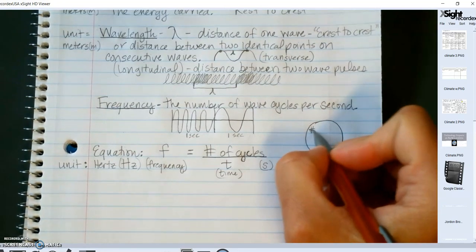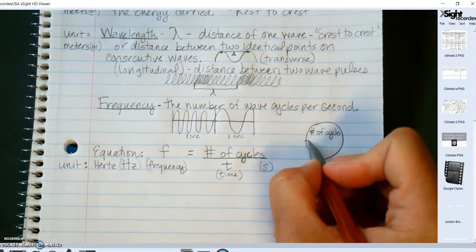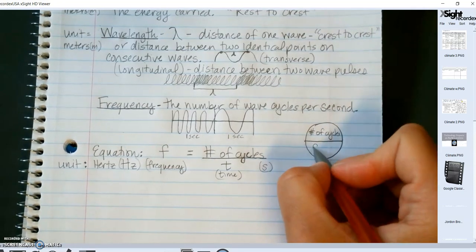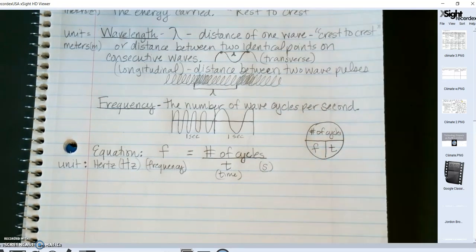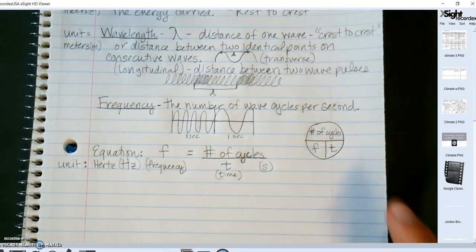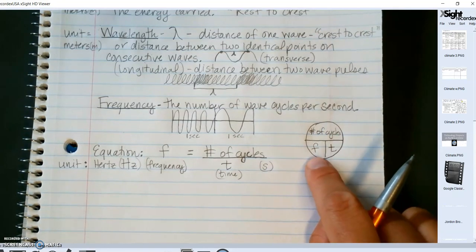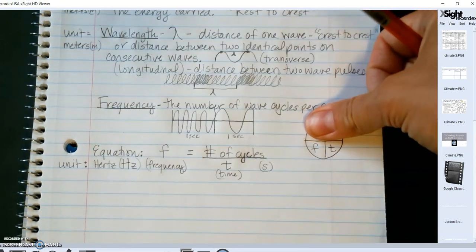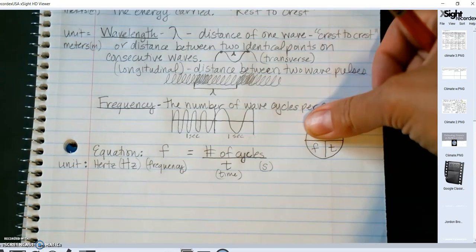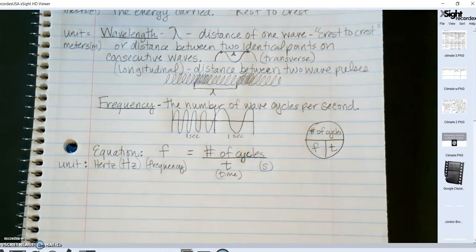So number of cycles is on top. Frequency and time are on bottom. So if I was going to look for the time, I'd cover it up and I'd do the number of cycles divided by the frequency. If I was going to look for the number of cycles, I'd cover it up and I'd do frequency multiplied by time. And that would give me all of the different ways to rearrange that.